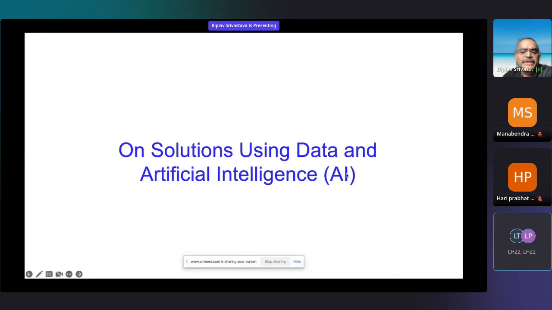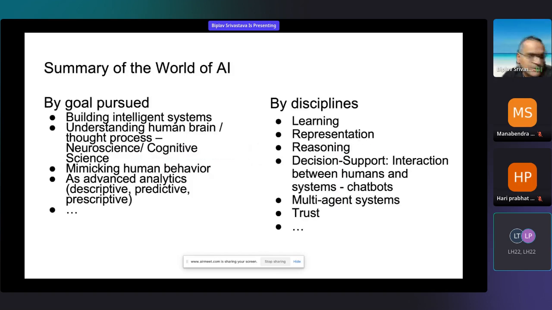So what I will do next is talk about how data and AI techniques can be used for meaningful insights to common people. Here is a quick summary of what we mean by AI, and you can think of the field on the left-hand side by the goals they're trying to pursue. Are they trying to build intelligent systems? Are they trying to understand the human brain? They're trying to understand mimicking human behavior and so on, as just data science and so on. And you can also think of AI by disciplines, whether it is by learning, representation, reasoning, decision support, multi-agent systems, trust, and so on.